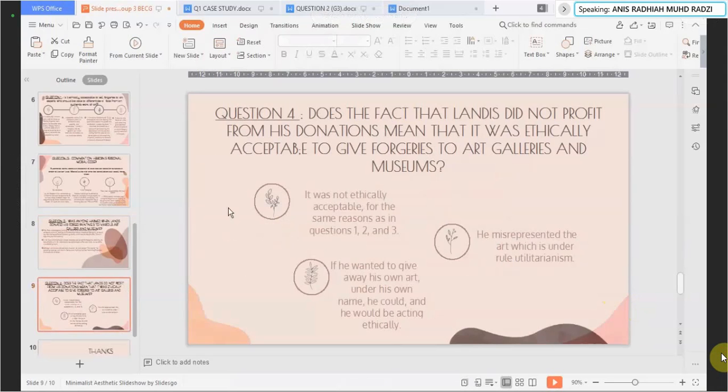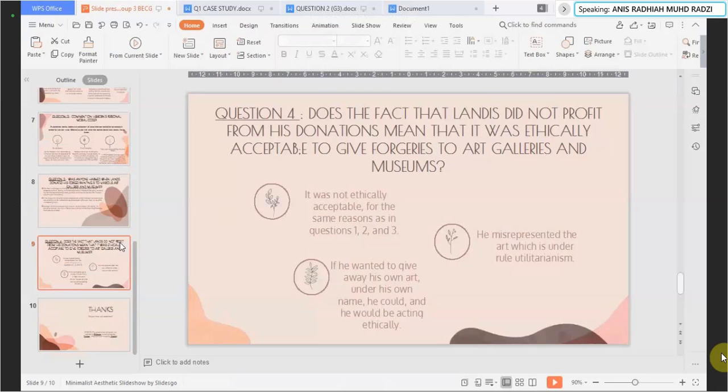Okay, the question for number 4 is, does the fact that Landis does not profit from his donation mean that it was ethically acceptable to give forgeries to art galleries and museums? The answer is no. It was not ethically acceptable for the same reason as in question 1, 2, and 3. He seemed to be feeding his own ego at the expense of others. So he seemed to be acting selfishly rather than with self-interest.